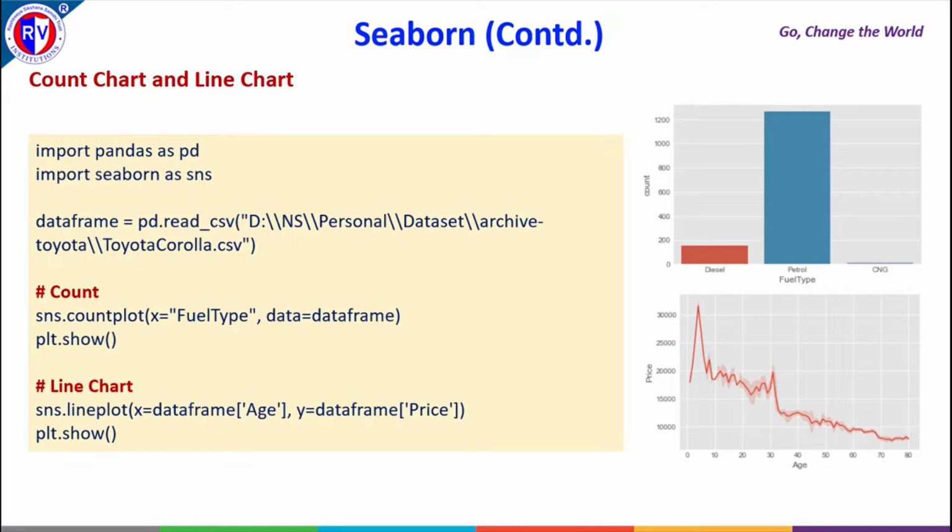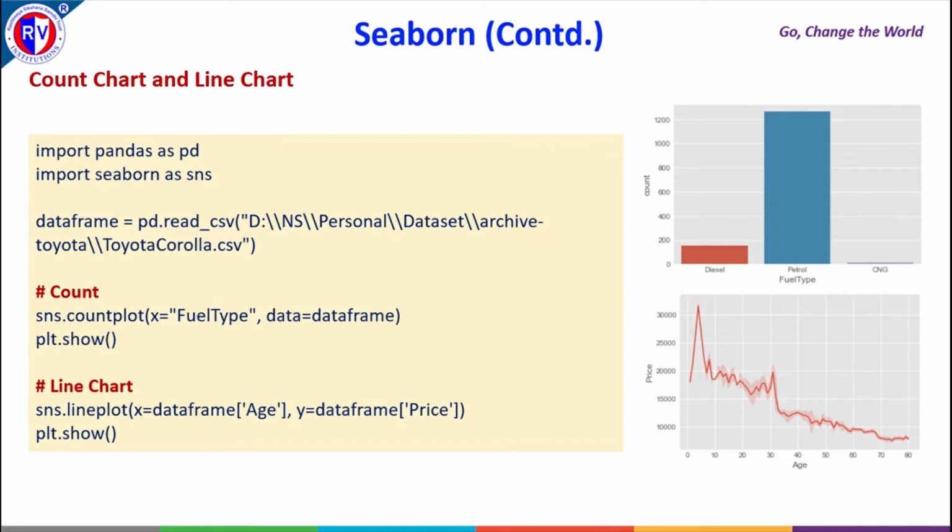Next we have how to draw the count chart and the line chart. First, what we have to do is make use of the pandas library in order to load the data into the data frame. And next I am importing the Seaborn library as sns. And we know that the read_csv function is used to read the data from the file.